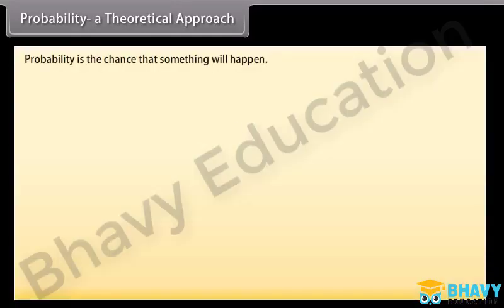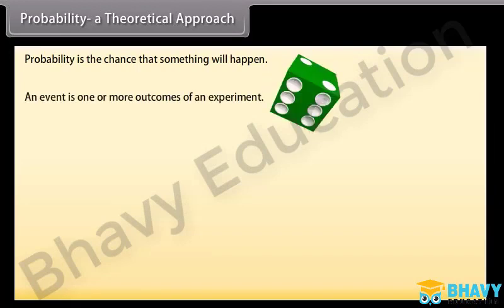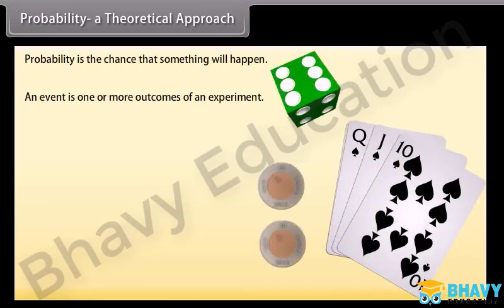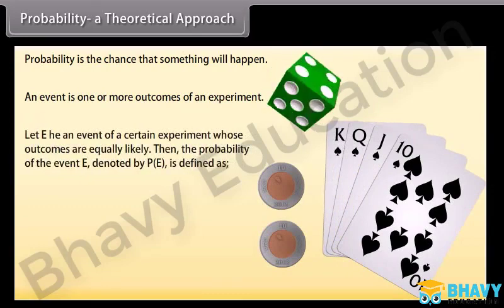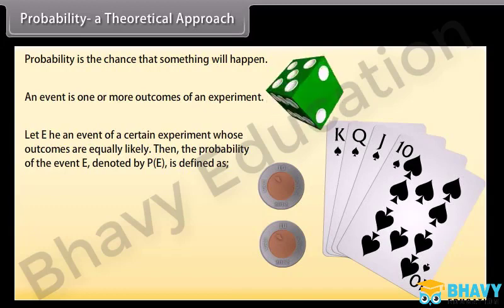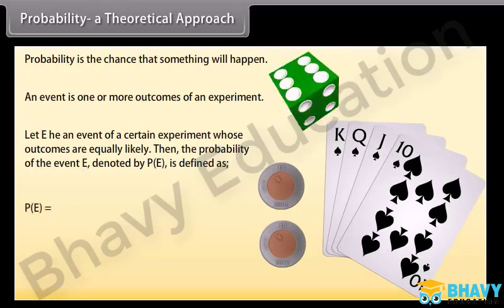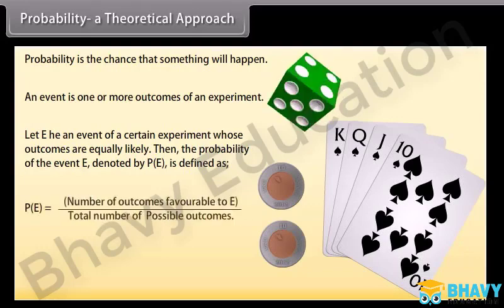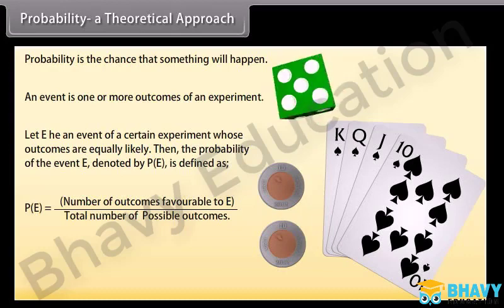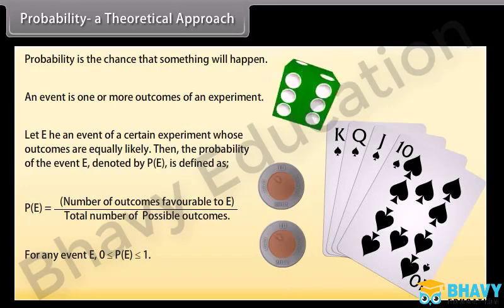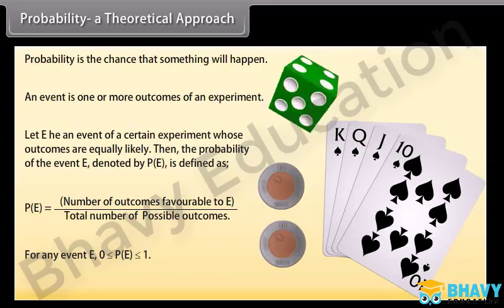Probability, a theoretical approach. Probability is the chance that something will happen. An event is one or more outcomes of an experiment. Let E be an event of a certain experiment whose outcomes are equally likely. Then the probability of event E, denoted by P(E), is defined as P(E) equals number of outcomes favorable to E by total number of possible outcomes. For any event E, 0 is less than or equal to P(E) is less than or equal to 1.